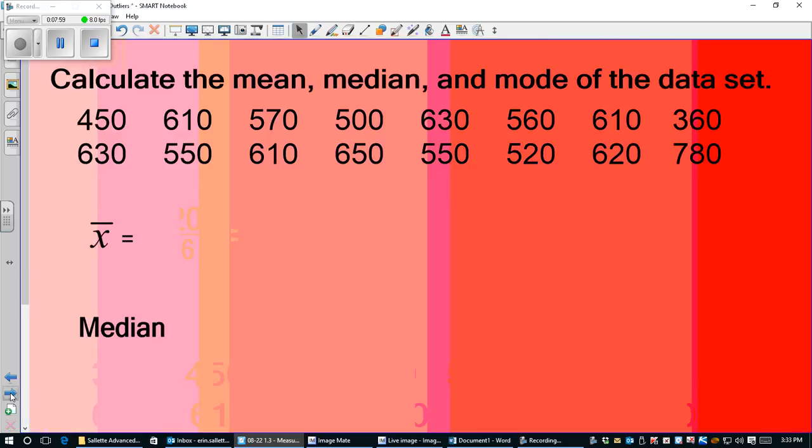So let's calculate the mean, median, and mode of a data set. First, we calculate the mean. We add up all of our data, which is 9,200, divided by 16, and we get 575.